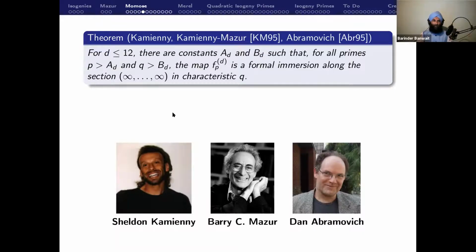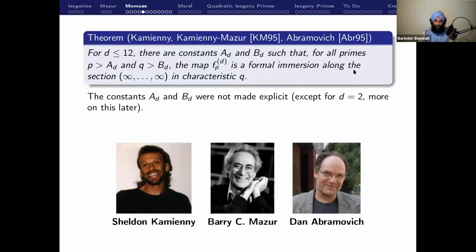So for degree at most 12, there are constants A_d and B_d, such that for primes p and q larger than these respective bounds, you have a formal immersion at infinity in characteristic q. The history of this result is that this was proved for degrees at most 8 by Kamienny. This was unpublished. The details then appear in this paper of Kamienny and Mazur, and then Abramovich extends it from d at most 8 to d at most 12.